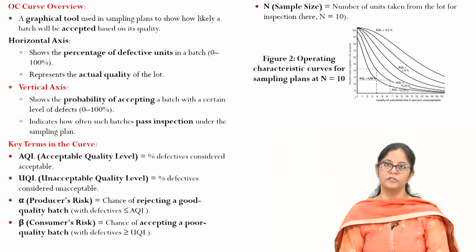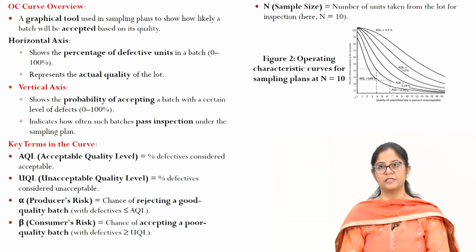It is a graphical tool used in sampling plans to show how likely a batch will be accepted based on its quality. The horizontal axis shows the percentage of defective units in a batch and represents the actual quality of the lot. The vertical axis shows the probability of accepting a batch with a certain level of defects, from 0 to 100%. It indicates how often such batches pass inspection under the sampling plan.